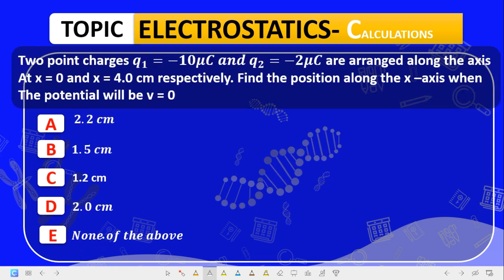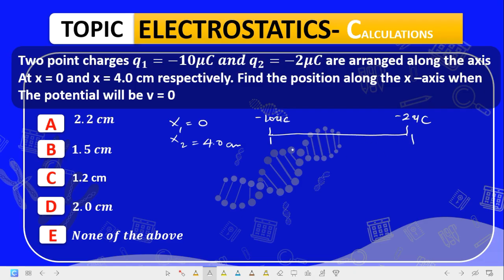Now, you are given this question. 2 point charges Q1 and Q2 are arranged along the x-axis at x equals 0 and x equals 4.0 centimeter. So let's say you have the charges like this. One is minus 10 microcoulomb, and the other is minus 2 microcoulomb.